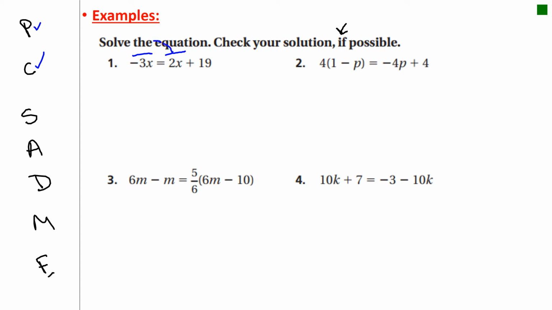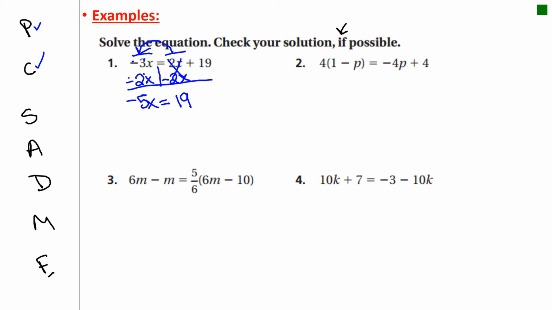I'm going to move this 2x with the negative 3x, because I want it all on one side with only x's. If I move that negative 3x to where the 19 is, then everything's going to be on one side, and I'll have 0 equals, and I don't want that. So I'm going to take away a 2x. Negative 3x minus 2x is negative 5x. Negative 5x equals 2x minus 2x is 0, 19. All right, we combined our like terms.